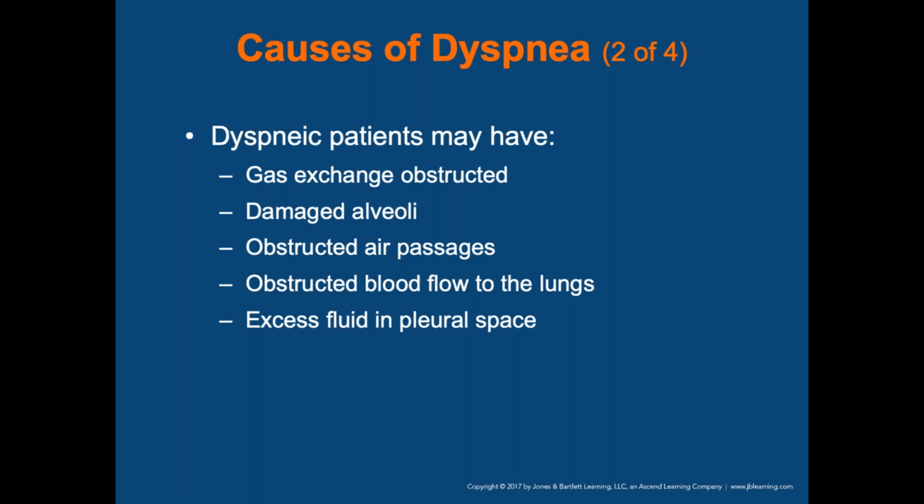Three, the air passages are obstructed by muscle spasms, mucus, or weakened floppy airway walls. Blood flow to the lungs is obstructed by blood clots. That would be more like your PE, pulmonary embolus. Or the pleural space is filled with air, so the lungs cannot properly expand, like a pleural effusion.